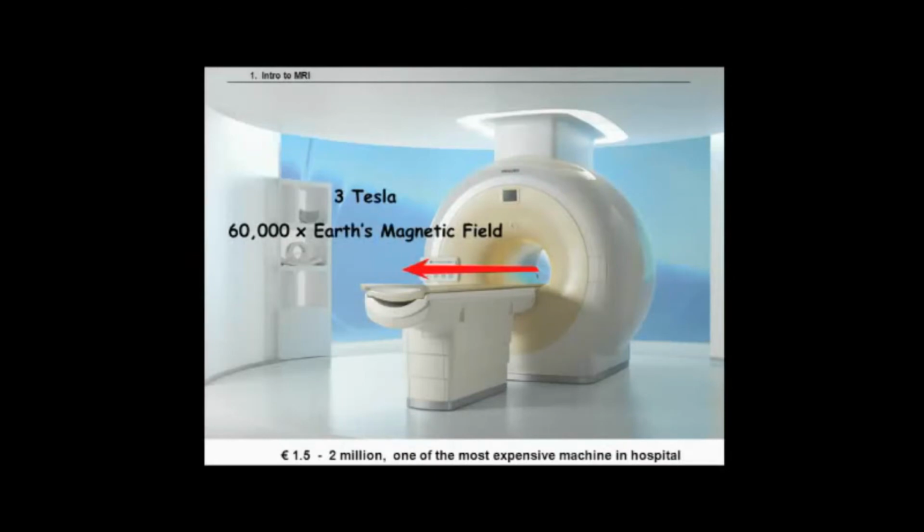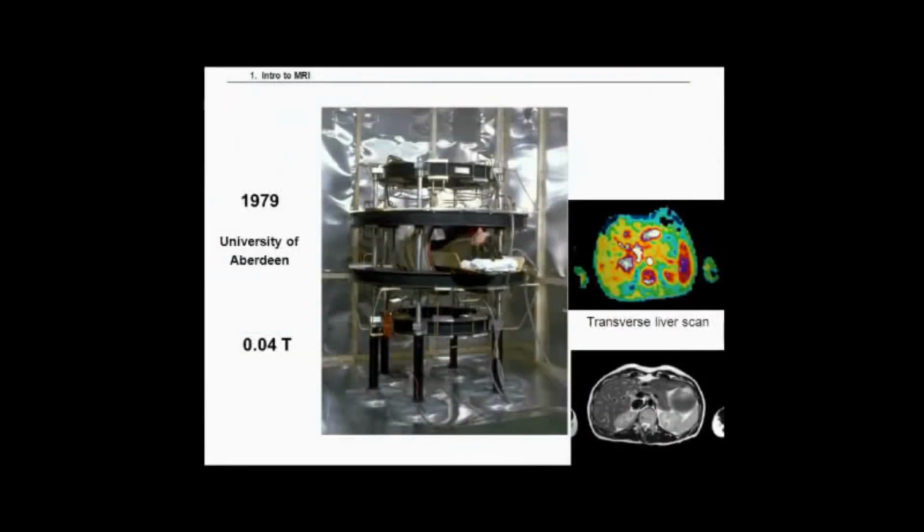This is a 3 Tesla scanner, Tesla being the unit of magnetic field strength, so it's a very, very strong magnet. This would be the very first whole body scanner, built back in 1979. It had a vertical magnetic field generated by the black coils you can see here, and a much smaller magnetic field strength, so things have obviously progressed quite a bit since then.